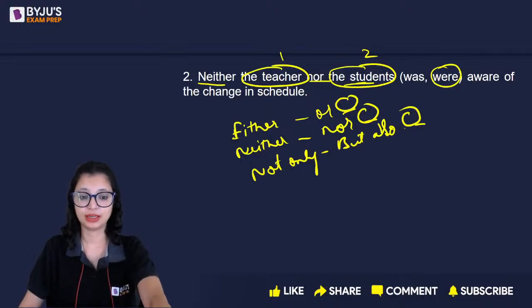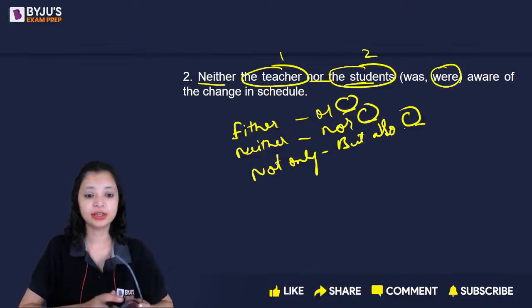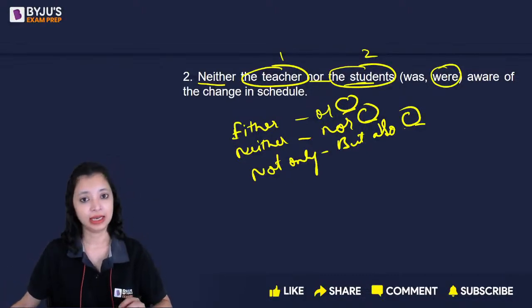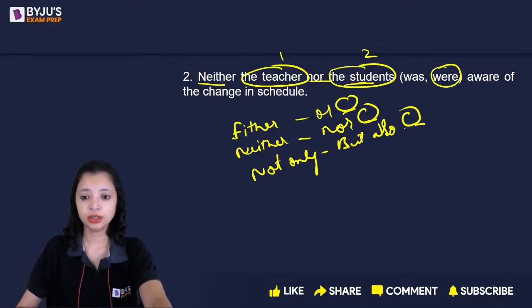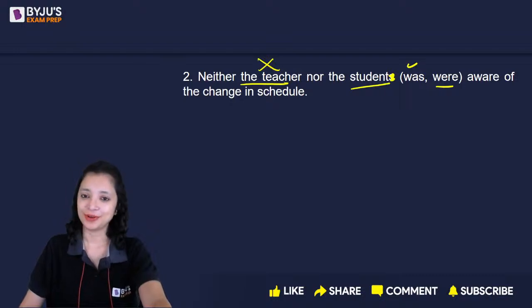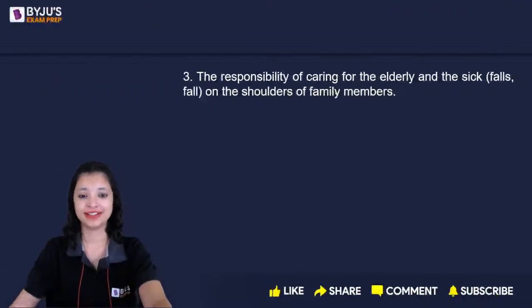Okay, so I'll reiterate the rule that we just did. In pairs of conjunctions, we always look at the last subject. If the last subject is singular, like had the subject been student, I would have used a was. If it is students, I will use were. We are not concerned about the first subject at all. It's the last subject in pairs of conjunctions like neither nor, either or, and not only but also. Let's move to our third question and let's see if you're able to answer it.